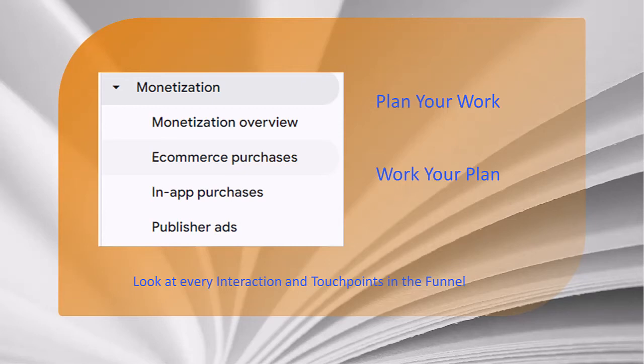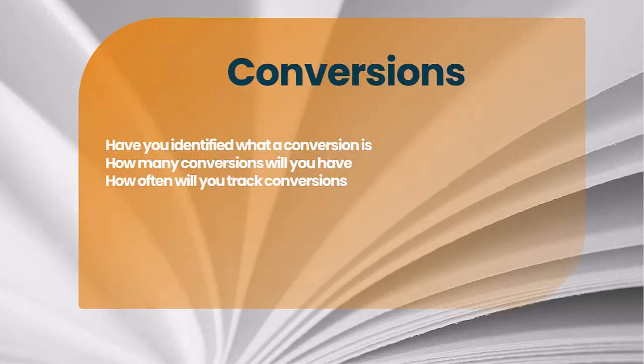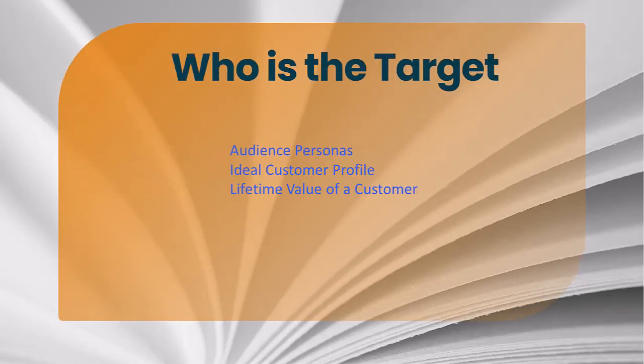Now, conversions. Before you start setting up your conversions, have you identified what you want for a web conversion? Is it a form fill? Is it a purchase? Is it a video watch? Is it a PDF download? Then you want to talk about how many conversions you want to have, on a daily, weekly, or monthly basis, and how often you are going to track those conversions to determine if your strategy and your marketing programs are a success. Before you start arriving at the numbers you want to achieve, you have to have a way to track that measurement.